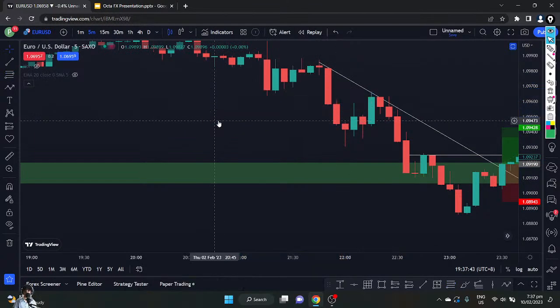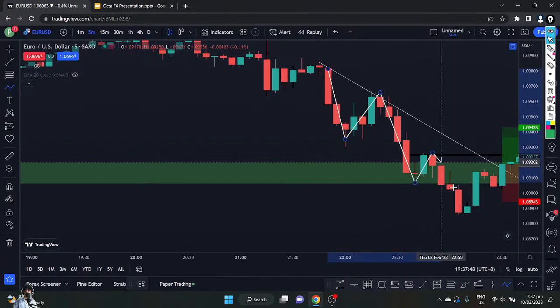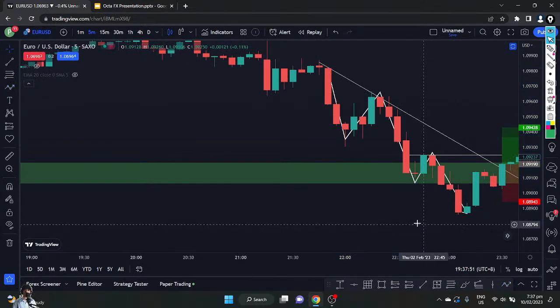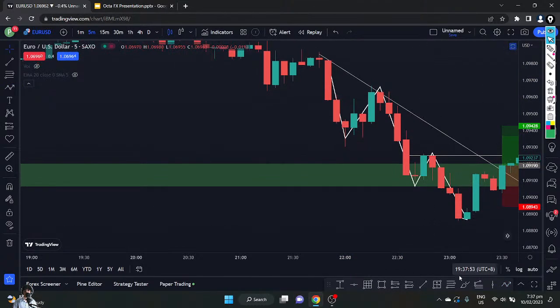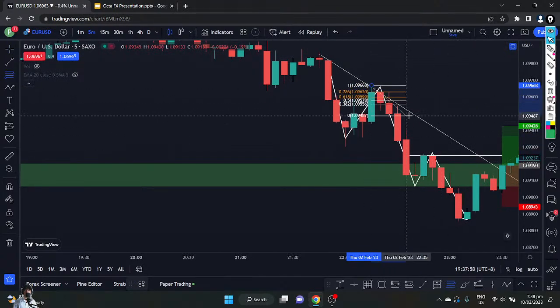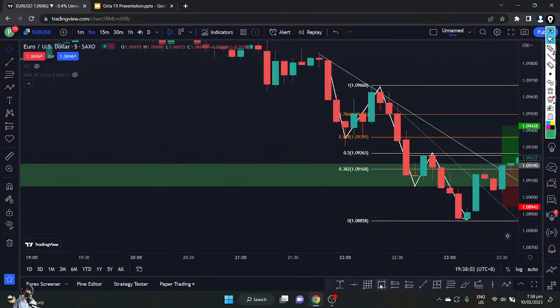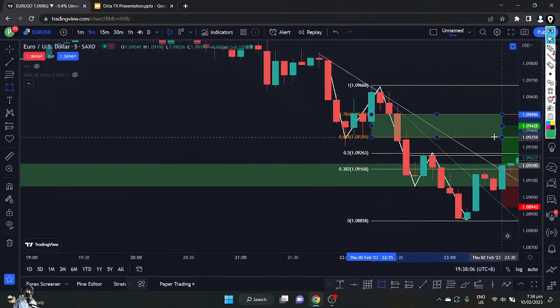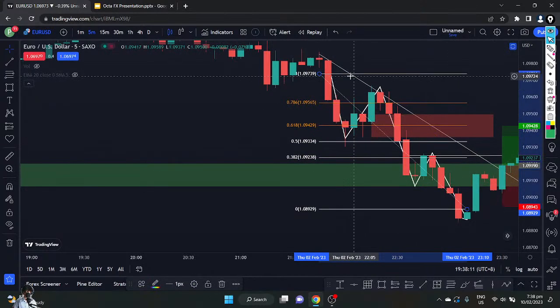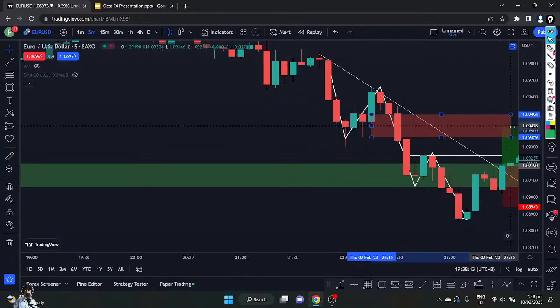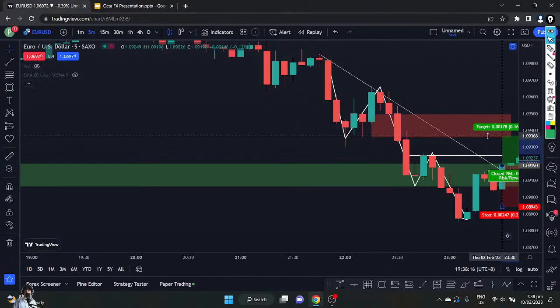Let me just delete this first. We have this 1, 2, 3 pattern before. Okay. So what we could do is to look for a possible resistance using this Fibonacci retracement. As we can see, this is where the golden ratio is lying. So this is where we can put our target. Okay, so if we extend it, we can put our target right here, or let's say in the middle of our resistance.